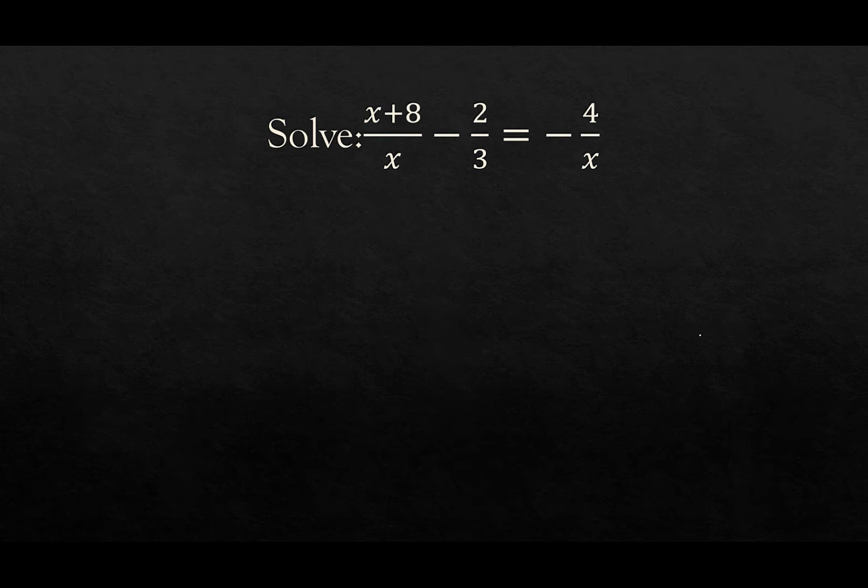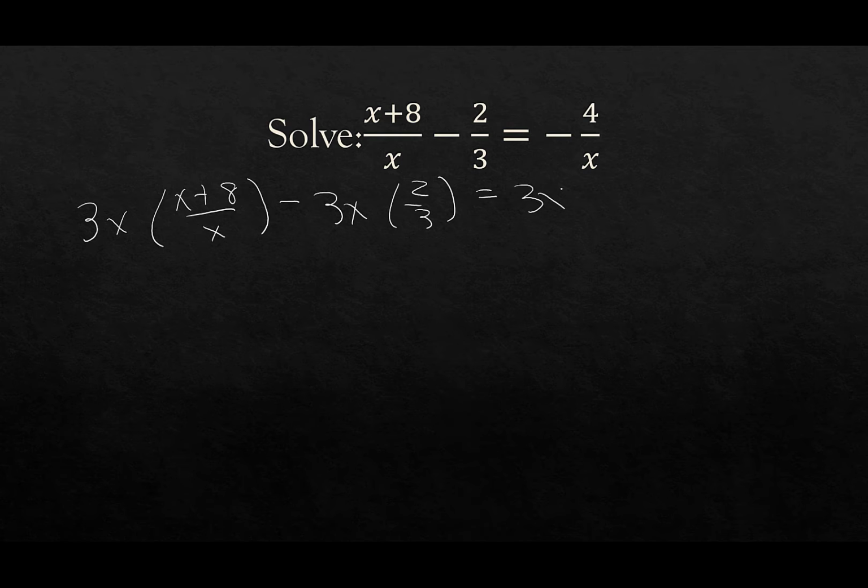So this next one, very similar. I also have an x in the denominator that I want to get rid of, so I'm thinking I can't have 0 again. I also see a 3 in the denominator, so I'm going to multiply by 3x. And let's just go ahead and do that individually this time. So 3x times x plus 8 over x minus 3x times 2 over 3. And that's going to be 3x times negative 4 over x.